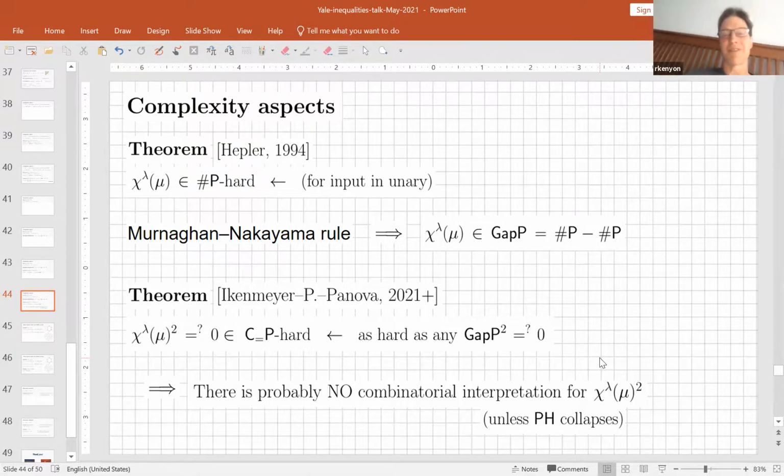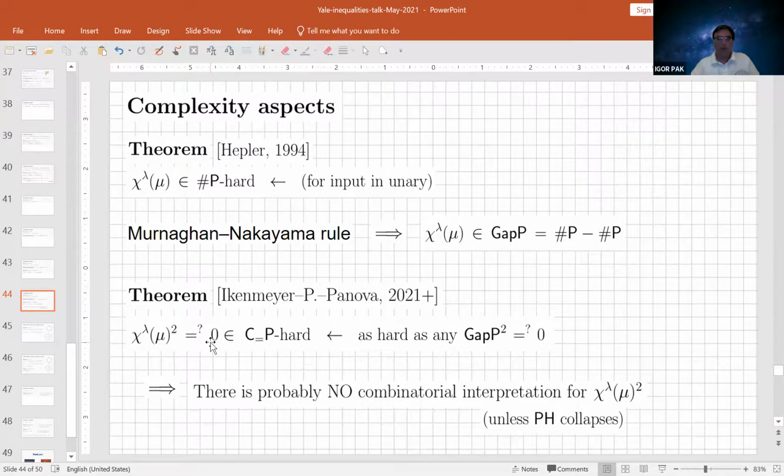The character is a number. Yes, that's correct. Why is it hard to show that its square is 0? What do you mean the square is 0? So it's a decision problem. I'm giving you lambda and mu, and you need to decide, is the character 0 or not?